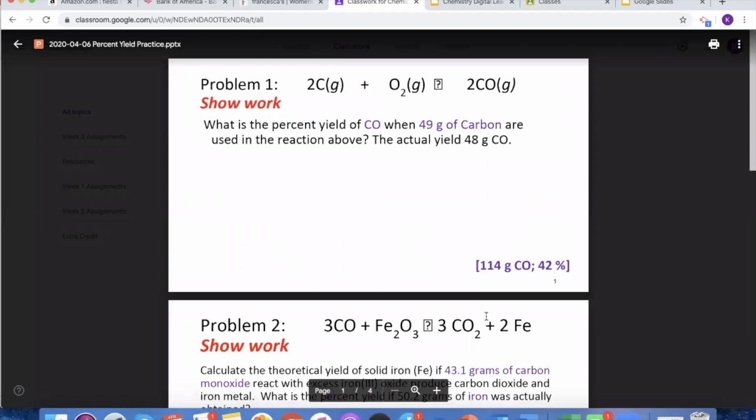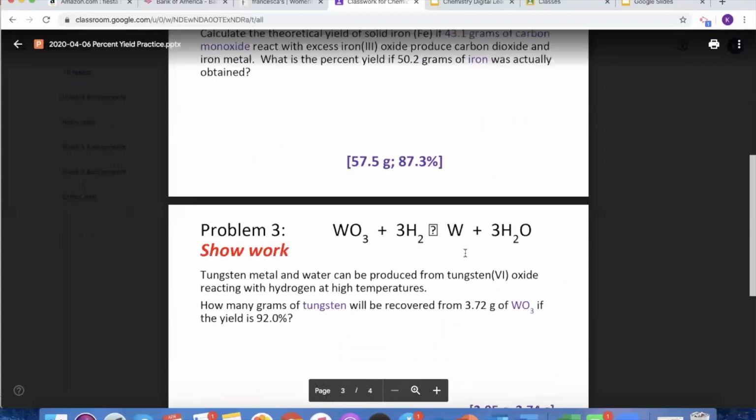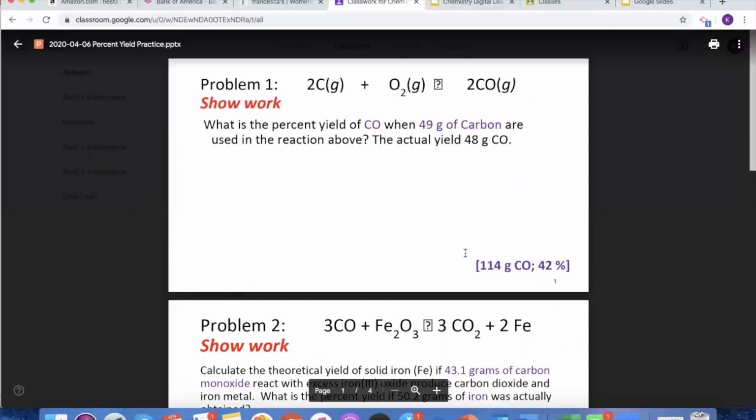All right, so your assignment is just going to be 4 problems for today. Make sure you look for the one with today's date and it says percent yield practice. I provided you the answers, so you have the answers. What I need to see is your work. So please show your work for me. That way I can give you credit. And it's going to be 4 problems. They're not super difficult. Make sure that you're writing down your wanteds, your givens, following all the steps.